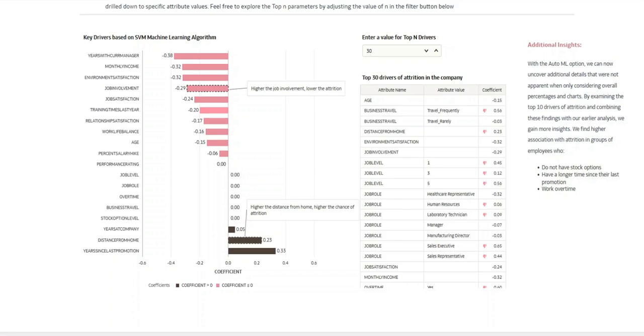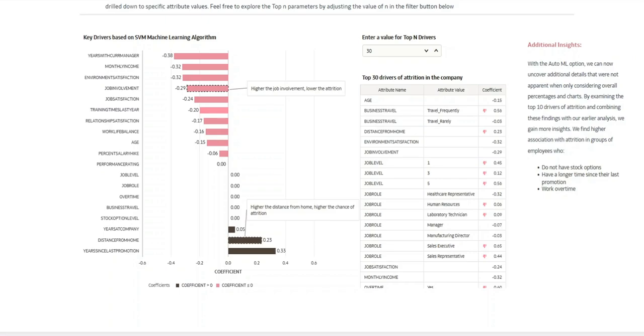Now let us take one variable on the positive side. Years since last promotion. The more years since last promotion, the higher the likelihood of the employee leaving. And normally, we see that in real life as well. People do want to get promoted at a faster rate, else they will leave.